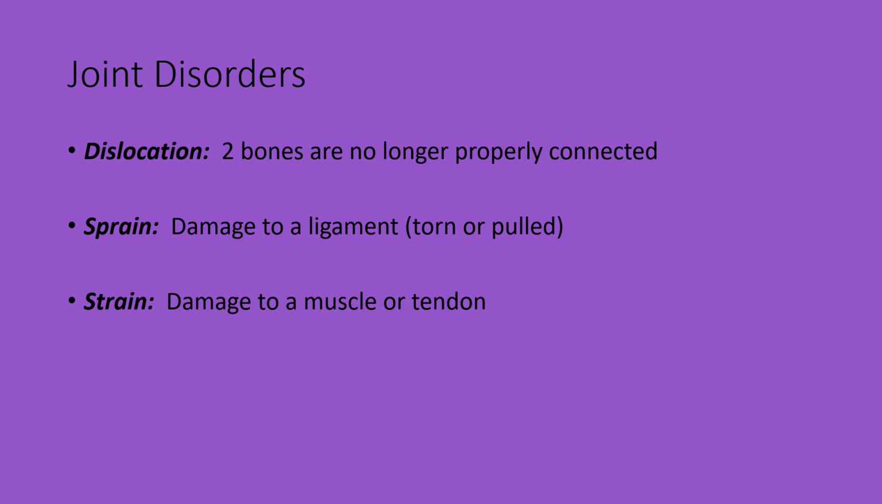What is the difference between a sprain and a strain? Technically, a sprain is when you have damage to a ligament. Remember, ligaments are joining bone to bone. Now this damage can be that it's either pulled or it could be actually torn. A strain is when you have damage to a muscle or the tendon. And remember, a tendon is connecting the muscle to the bone.